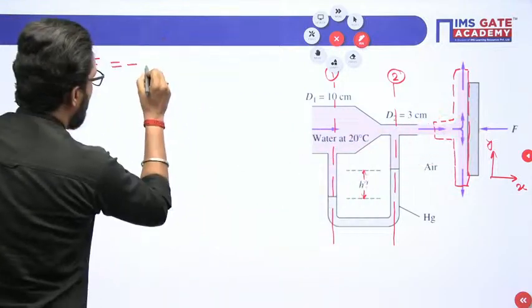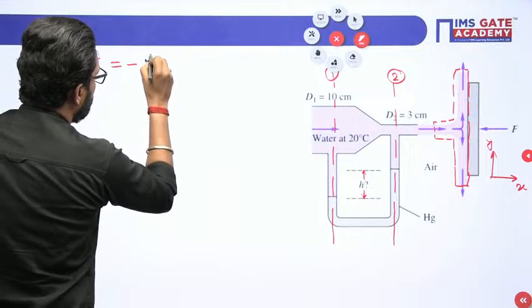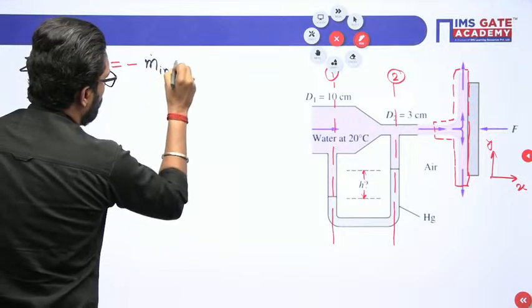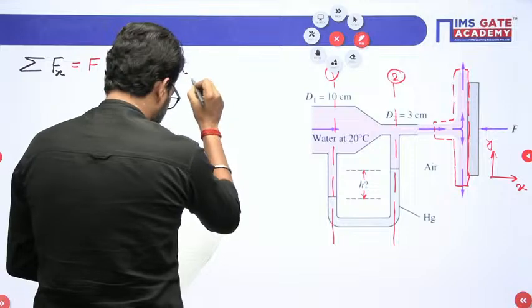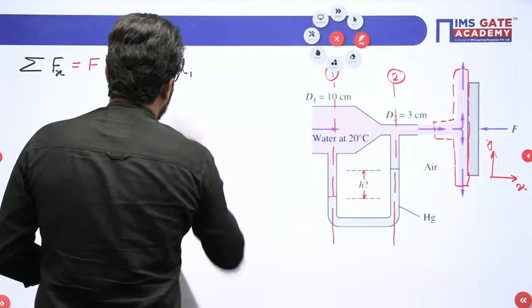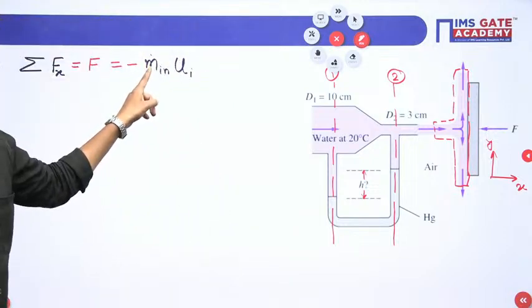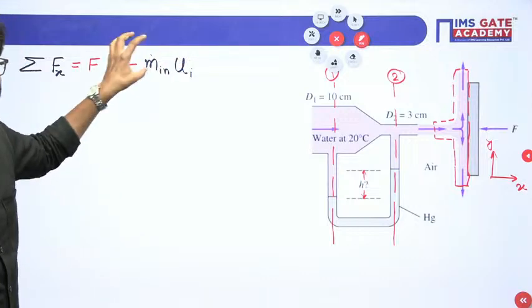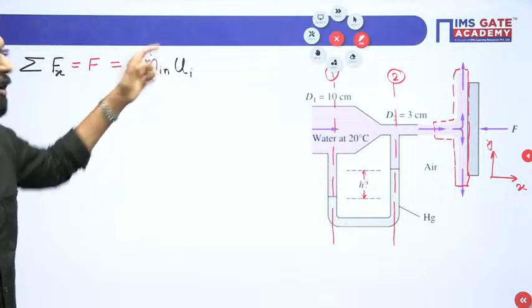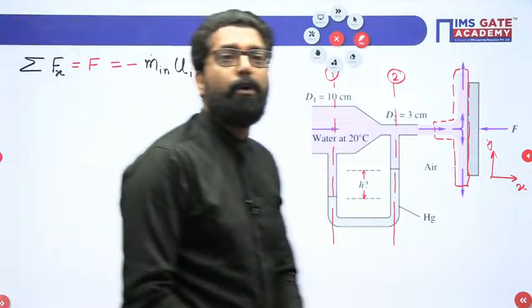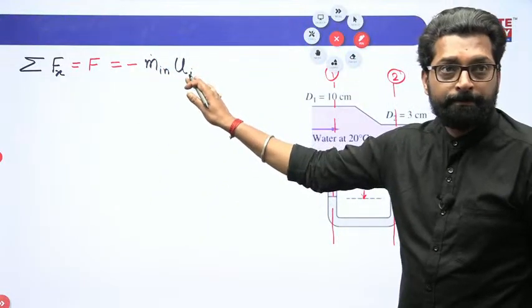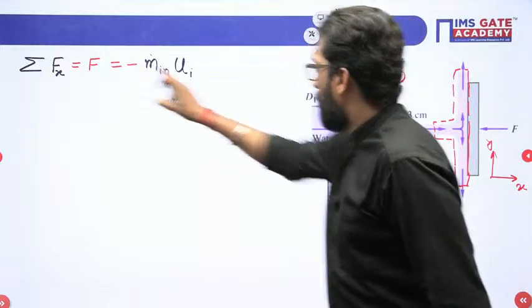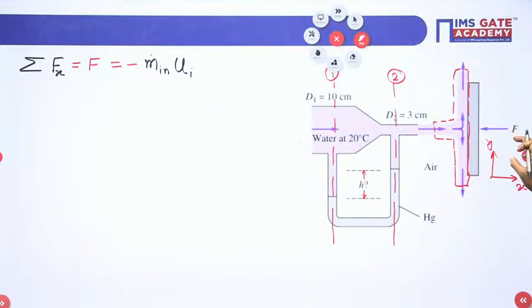So the summation of all the forces is equal to F, and that F is negative. What is that? Mass flow rate in, minus U at in. What is the mass flow rate? Mass flow rate means mass per unit time, so mass per unit time into velocity. Mass times velocity by time is acceleration, so this is nothing but a force, mass into acceleration. Why negative? Because this force is in the negative direction.